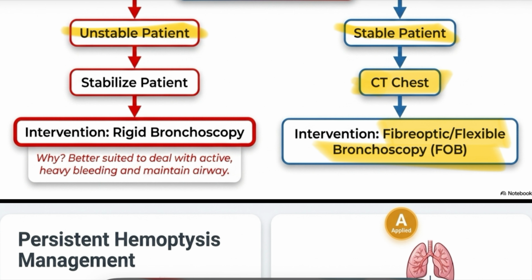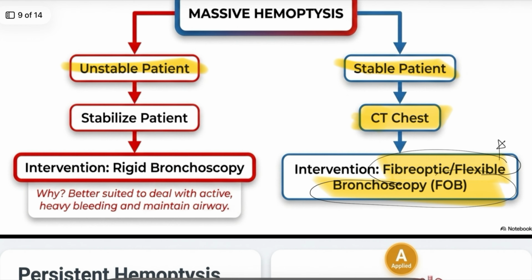Kindly, if no one saw the fiber optic image, you can go and search on the internet. You will get plenty of images. So I don't want to bulk the slide. Then if there is an unstable patient, you have to do stabilization by maintaining airway, breathing and circulation. There you will be stabilizing the patient.